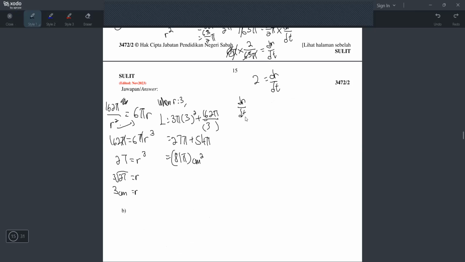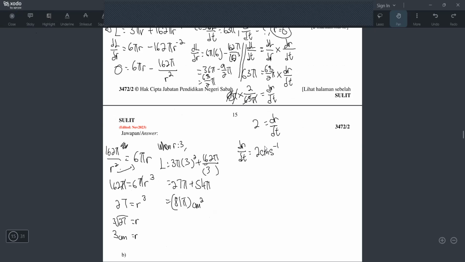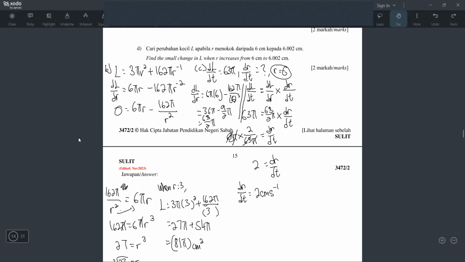So what's the unit? Okay, radius is in cm, and time is in seconds, but I have to write -1 because it sits at the bottom, right? So if you look at the volume also, they have it. You see, the rate of the area is cm squared per second, but mine is radius, so it will be cm per second, right? So this is how you do question C.